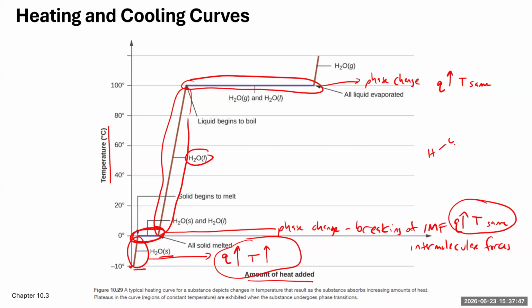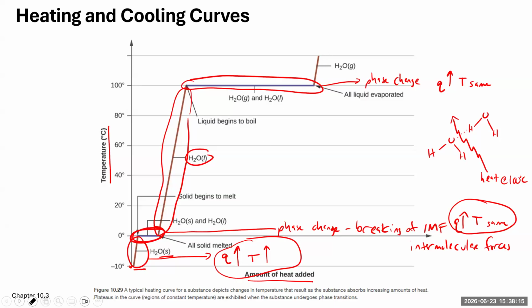So let's say water looks something like this. Hydrogen bond, HOH, right? The energy, we'll say heat at 100 degrees Celsius, right? At 100 degrees Celsius, that heat now is going to start breaking those intermolecular forces and causing that to go from liquid to gas.